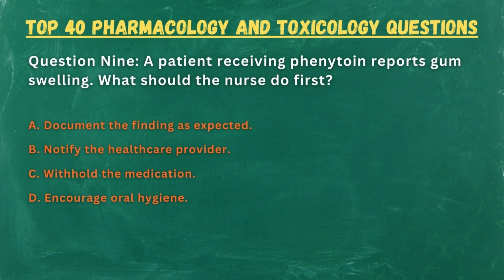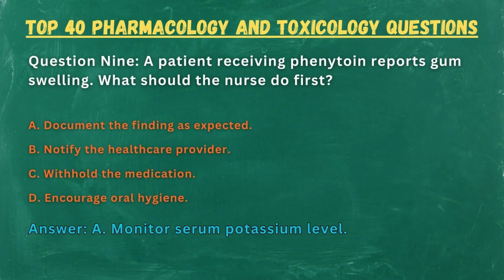Question 9. A patient receiving phenytoin reports gum swelling. What should the nurse do first? A. Document the finding as expected. B. Notify the healthcare provider. C. Withhold the medication. D. Encourage oral hygiene. Answer. D. Encourage oral hygiene.